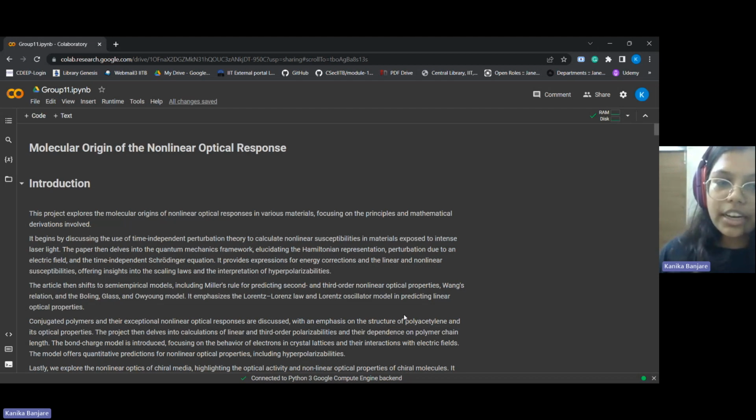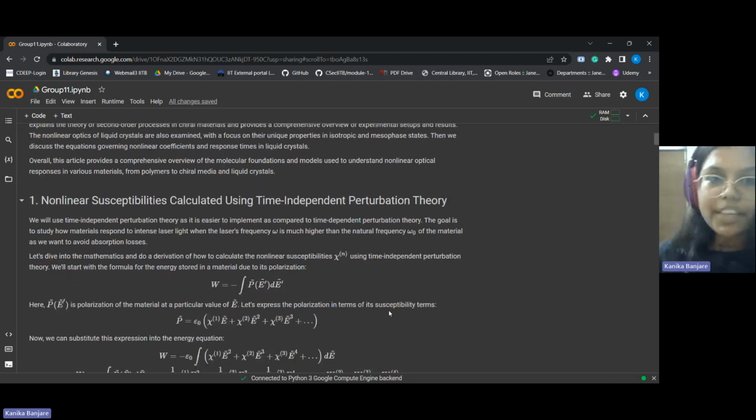And also here we will do a brief discussion of nonlinear optical characteristics of conjugated polymers, chiral molecules, and liquid crystals. So let's start with the first topic, which is nonlinear susceptibilities calculated using time-independent perturbation theory.